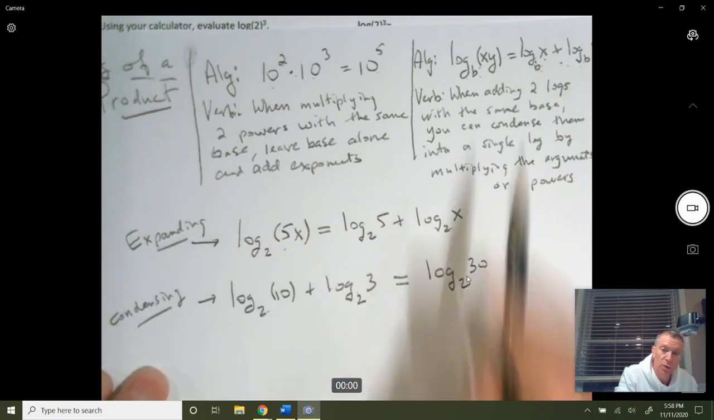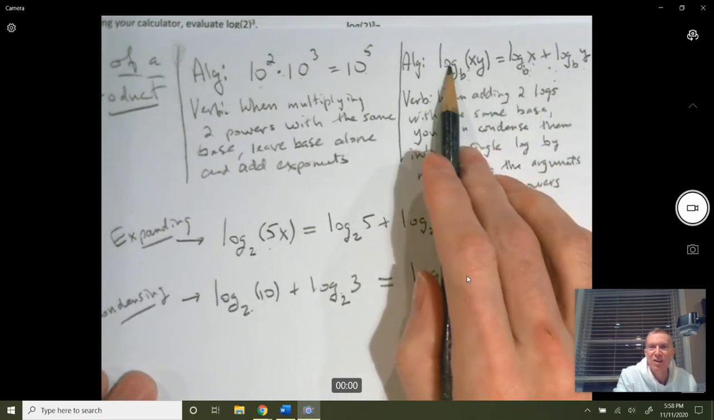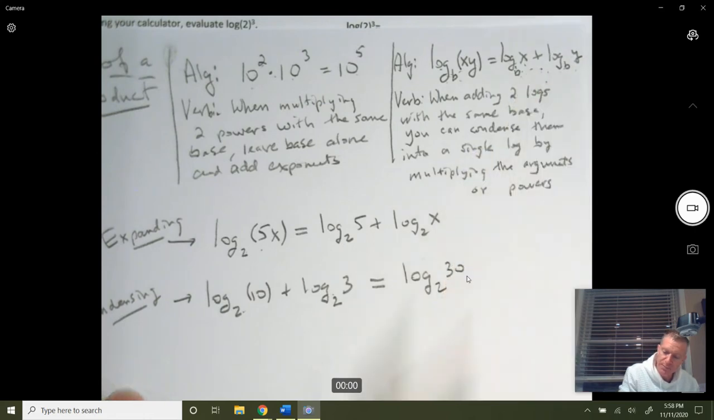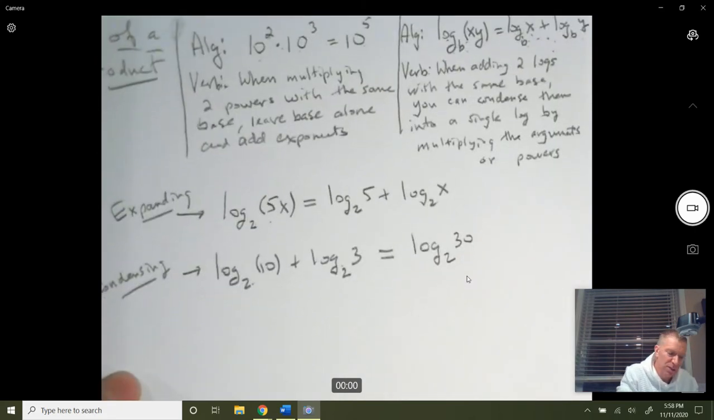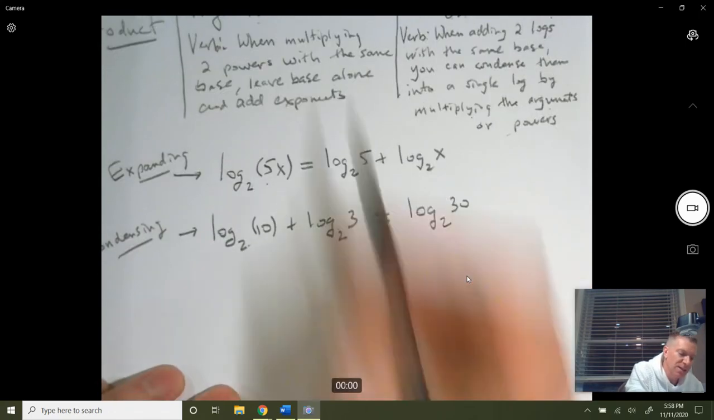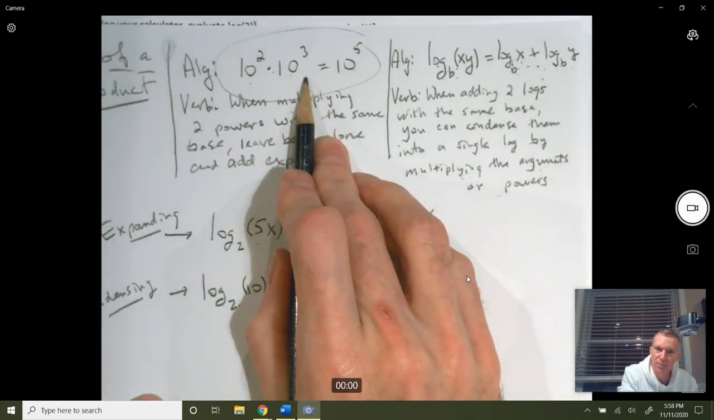Okay, so if you go left to right, you're actually expanding. Right to left, you're condensing, but you're using the same rule. Now I want to explain this in another way. See how up here I said you're multiplying the arguments or the powers? Let's take this equation up here, and see how that gets turned into a log equation.